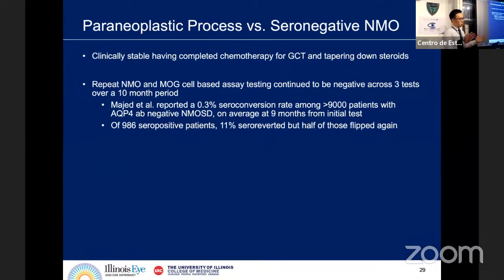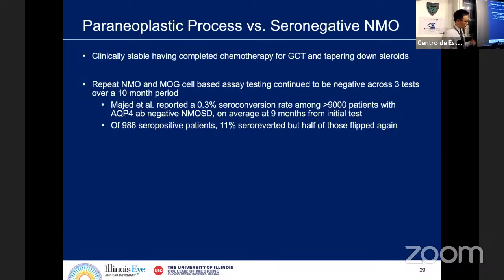So we're still debating between whether it's a seronegative NMO in the context of all these negative things, or is it a paraneoplastic process in the context of him being stable after completing chemotherapy and now actually being able to taper his steroids down to 25 milligrams, whereas in the past, even bringing it down to 50 milligrams, he was unable to tolerate that.